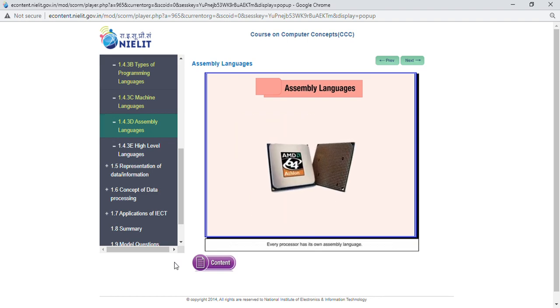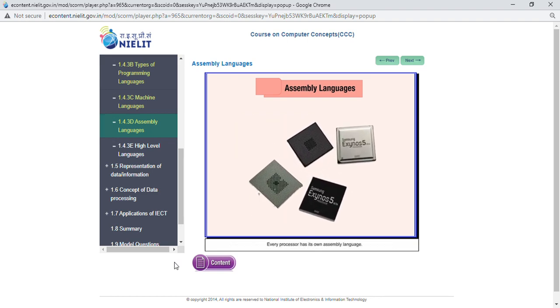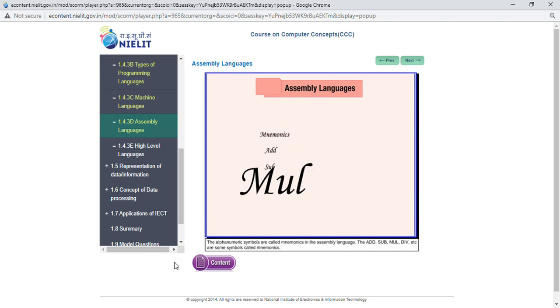Every processor has its own assembly language. The alphanumeric symbols are called mnemonics in the assembly language. The add, sub, mul, div, etc. are some symbols called mnemonics.